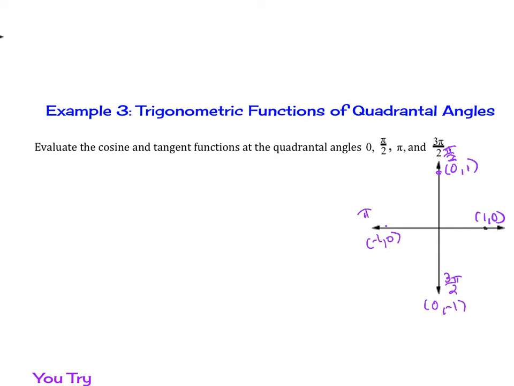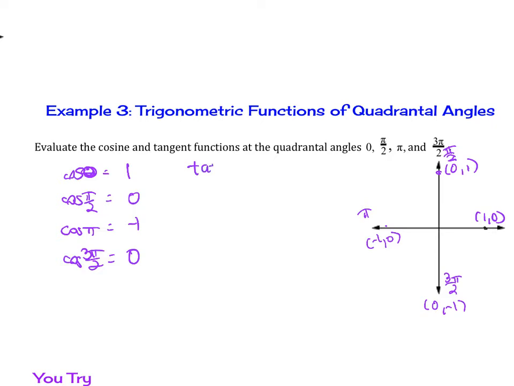So let's look at cosine. We're only looking at cosine and tangent. So cosine of 0, cosine of pi over 2, cosine of pi, and cosine of 3 pi over 2. Oh, that should be a 0. So cosine of 0, we know that the x value is 1. At pi over 2, we are at 0. Cosine of pi, we're at negative 1. And at 3 pi over 2, we are at 0 again.